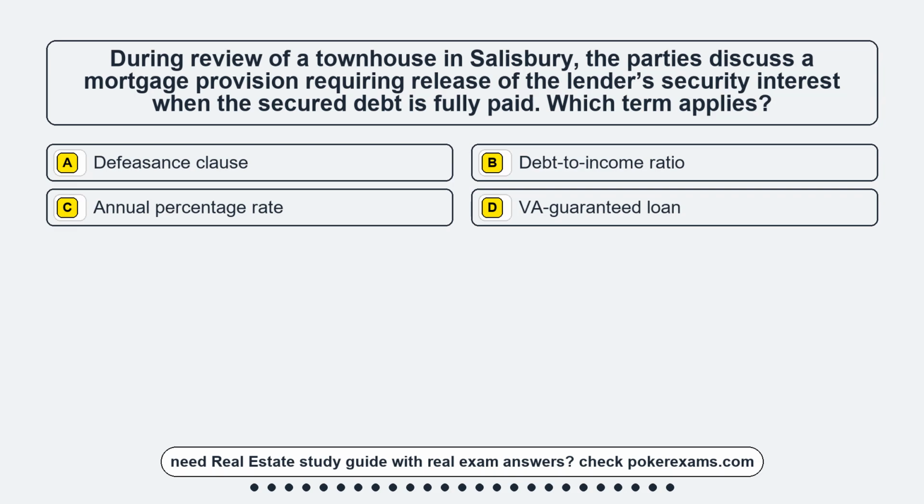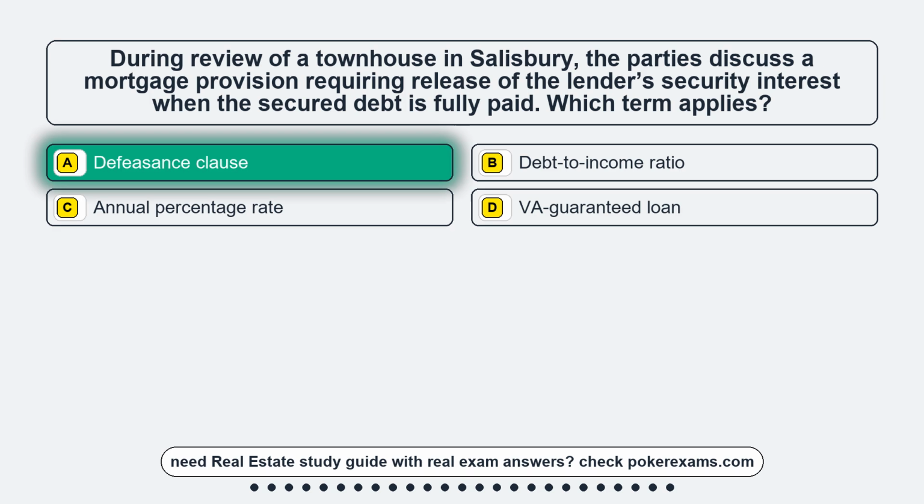Question 9. During review of a townhouse in Salisbury, the parties discuss a mortgage provision requiring release of the lender's security interest when the secured debt is fully paid. Which term applies? Option A, the defeasance clause. Option B, debt-to-income ratio. Option C, annual percentage rate. Option D, a VA-guaranteed loan.